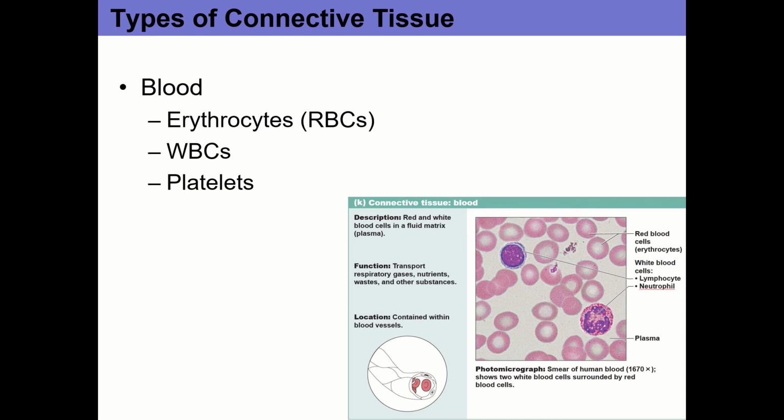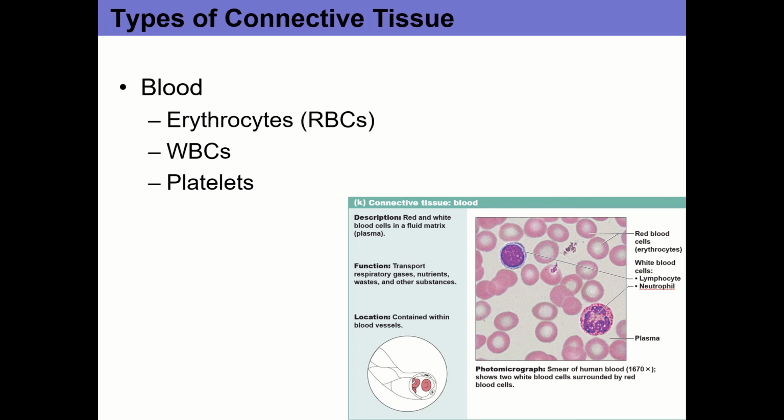Of course, there are other things in blood as well. WBC stands for white blood cells. You can see a couple of them on here. There's a lymphocyte over here, and then a neutrophil over here. Those are going to play an important role in our immune response. And then we've also got platelets, and the platelets are going to play a role in clotting.